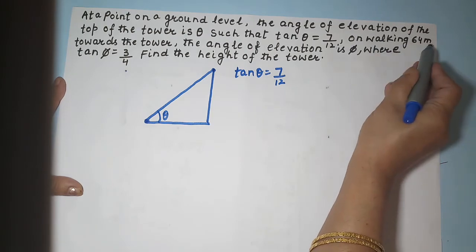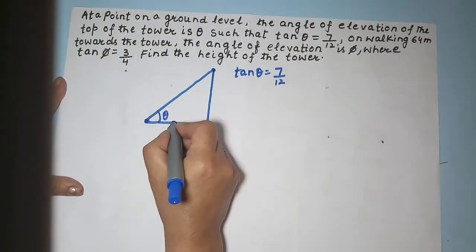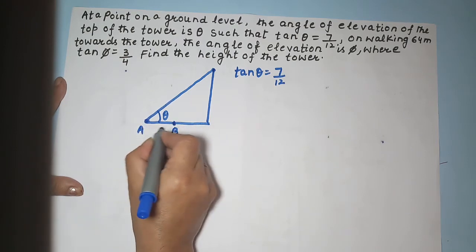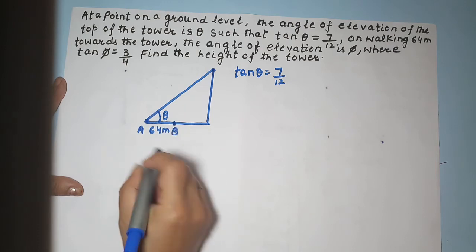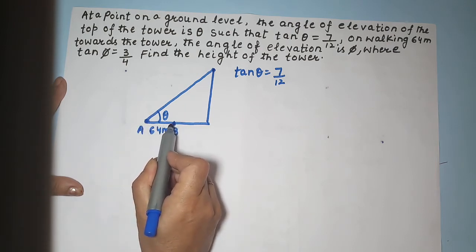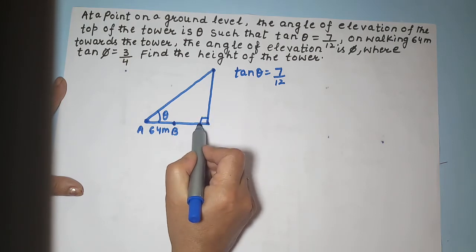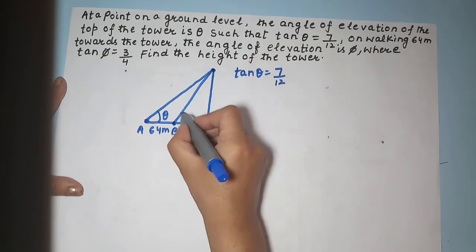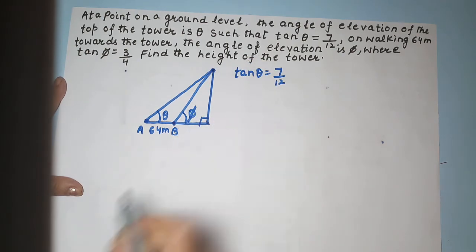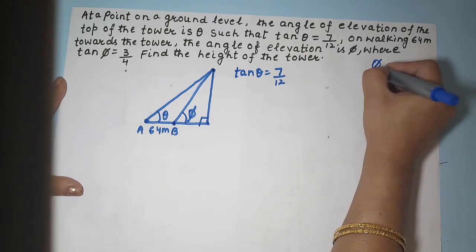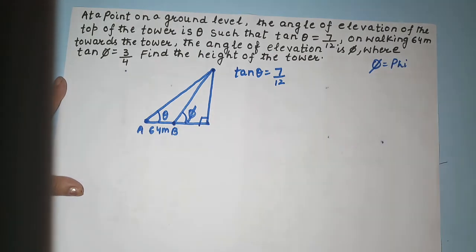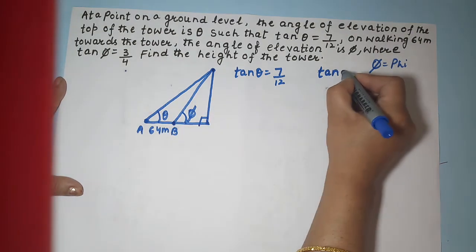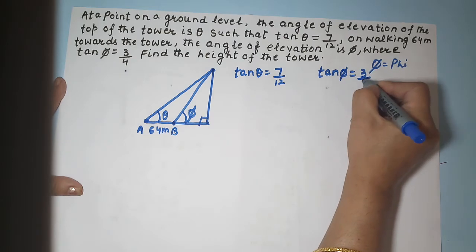On walking 64 meters towards the tower. So, if we walk, this is point A, this is point B and this distance is 64 meters. So, when we walk 64 meters towards the tower, and then we look at the top of the tower, the angle of elevation becomes phi. This sign is called phi. It's a Greek letter, right? Where tan phi, and he has also given us the value of tan phi as 3 by 4.